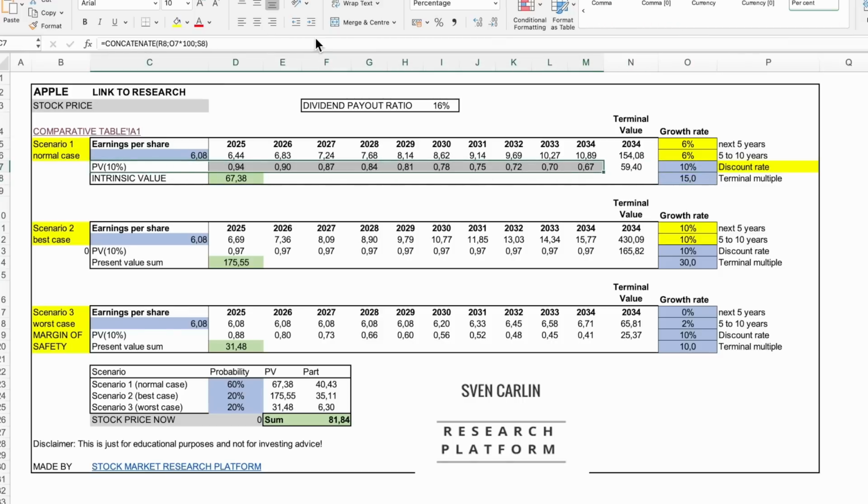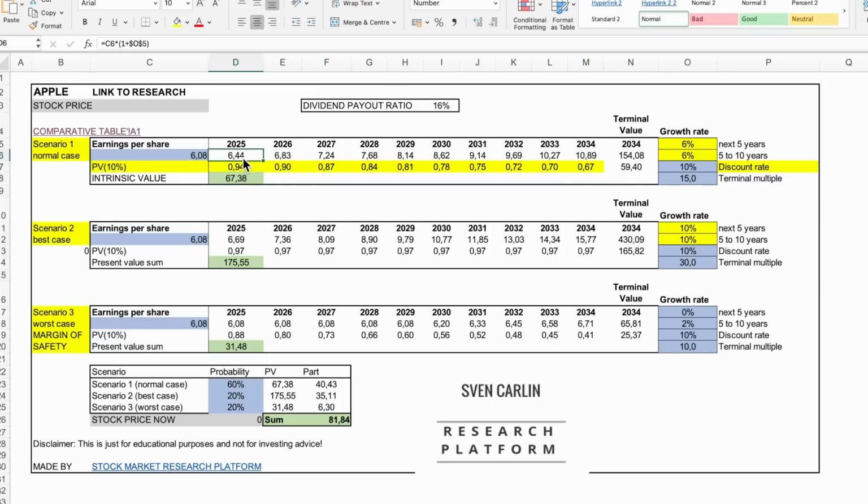Now, on the present value of the future cash flows, we have 6.44 likely earnings on the 6% growth going forward, but I have put here the dividend payout ratio, and then I have calculated here the present value. This would be the full present value, but as Apple pays out 16% of net income in dividends, this is the only present value of the cash that I'm getting as a shareholder over time, and then those present values are summed up in the intrinsic value.